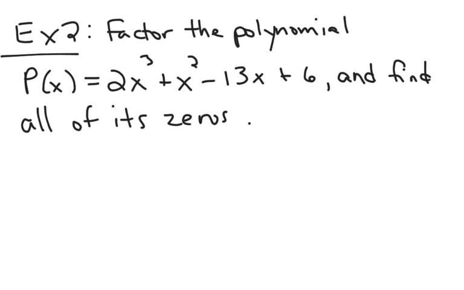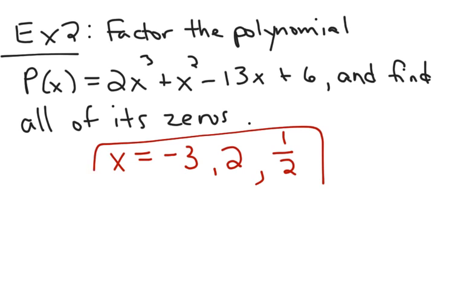Factor the polynomial p of x equals 2x cubed plus x squared minus 13x plus 6 and find all of its zeros. Well, instead of factoring it first, we're going to find the zeros first. Then we're going to work backwards in order to factor it. If you graph this on your calculator, you're going to notice that one of the zeros is at negative 3, one of the zeros is at 2, and then the other one is between 0 and 1. If you use the zero function on your calculator, it'll tell you that the zero is at 1/2.